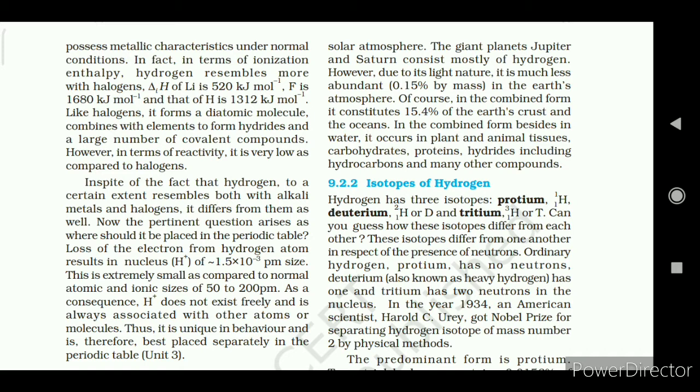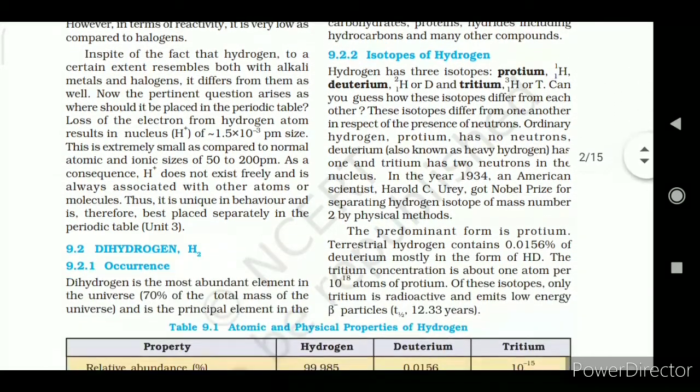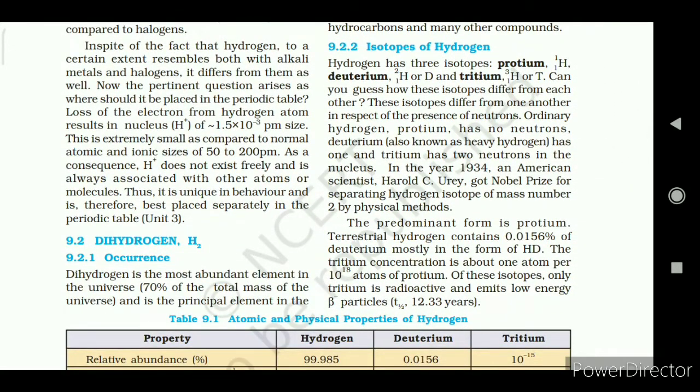9.2.2 Isotopes of hydrogen. Hydrogen has three isotopes: protium, deuterium and tritium. Can you guess how these isotopes differ from each other? These isotopes differ from one another in respect of the presence of neutrons. Ordinary hydrogen, protium, has no neutrons, deuterium has one and tritium has two neutrons in the nucleus.